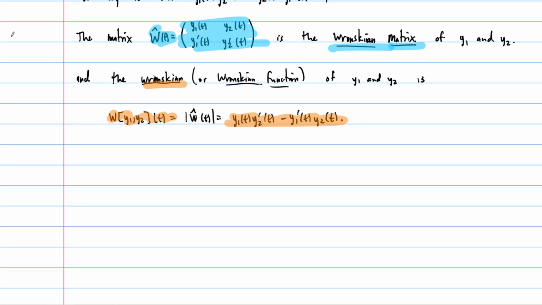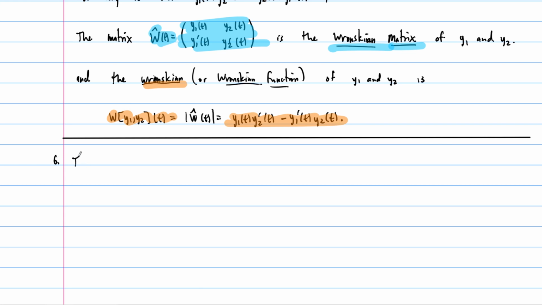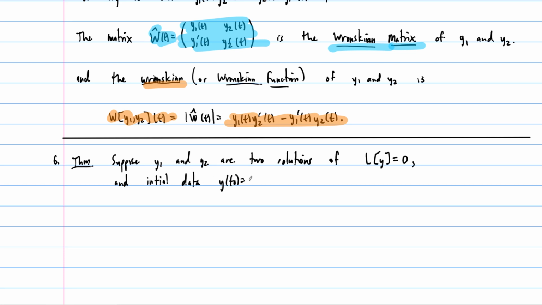All right, so let's state a theorem now. This is item number 6, right? So here's our theorem. This one says, suppose that y1 and y2 are two solutions of our homogeneous second order linear differential equation L of y equals 0. These are solutions of the general equation, right? But now let's suppose that there's also initial data prescribed: y at t naught equals y naught, and y prime at t naught equals y prime naught. All right, this is prescribed.